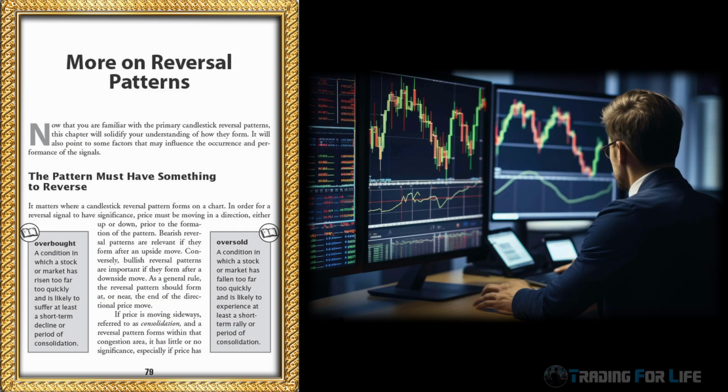Chapter 4. More on reversal patterns. Now that you are familiar with the primary candlestick reversal patterns, this chapter will solidify your understanding of how they form. It will also point to some factors that may influence the occurrence and performance of the signals.